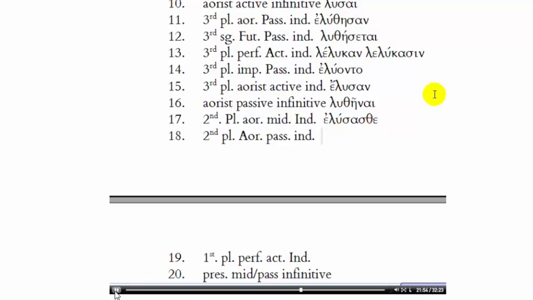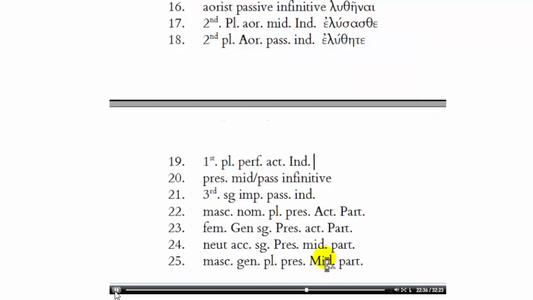Wonderful. Next one. The second person plural aorist passive indicative. What would that be? Well, the aorist passive, again, is built on what? Eluthen. Okay, the sixth principal part. You've got to know your principal parts, guys. Eluthen, how does it conjugate? Eluthen, eluthes, eluthe, eluthemen, eluthete, eluthesan. So eluthete is our desired form, and the accent has to go here. Excellent. Let's move on down and maybe scroll up here a little bit.